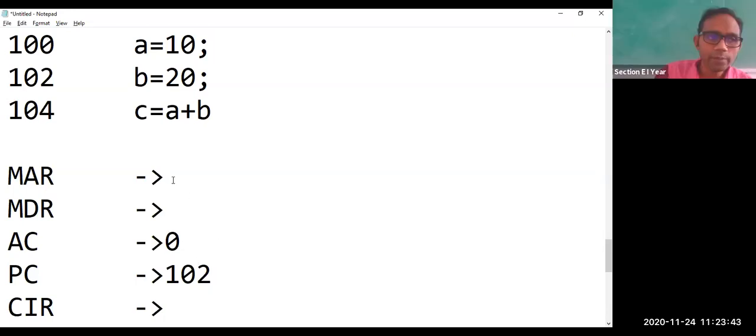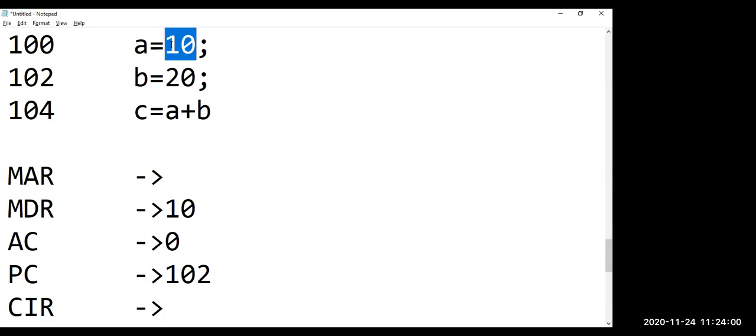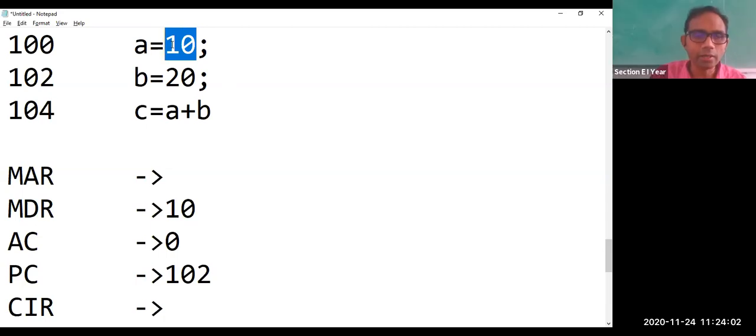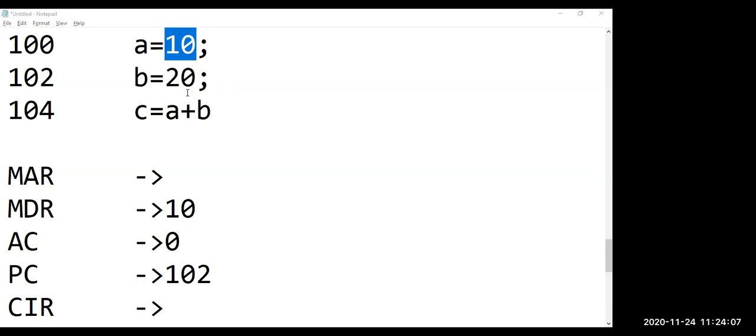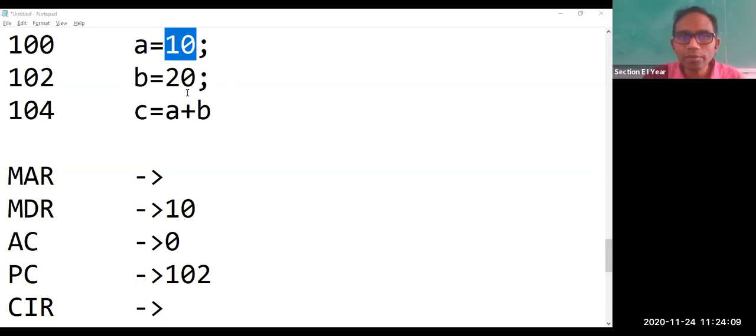Okay, MAR will be having where the A is created. Suppose A is created at some memory location. A requires some memory. Instruction is different, memory is different. Now, MDR will be having the value 10, data 10. Now, where this A is created, let us say somewhere in the memory a box is created. The name of the box is A and it has the address 1000, for example.